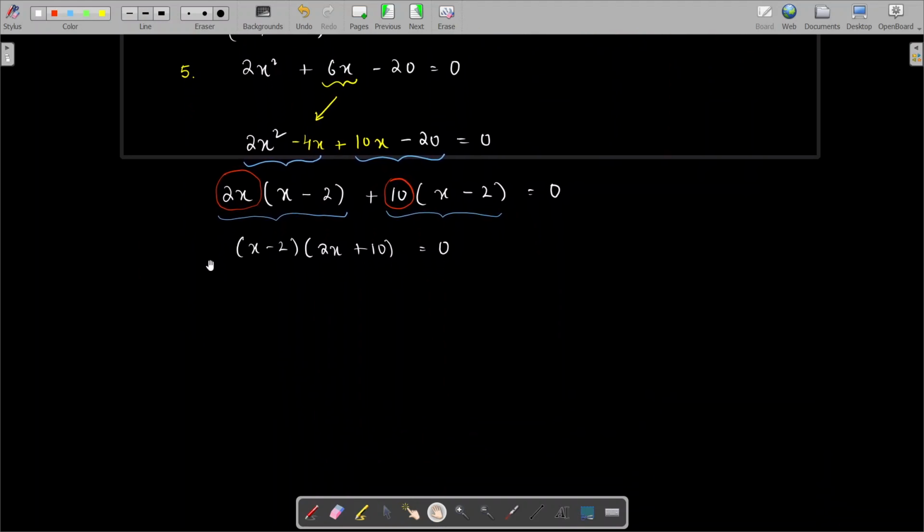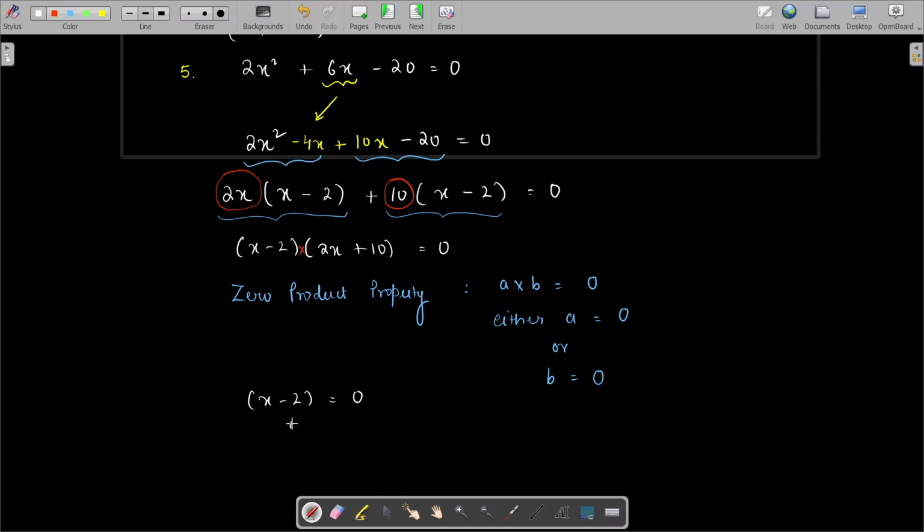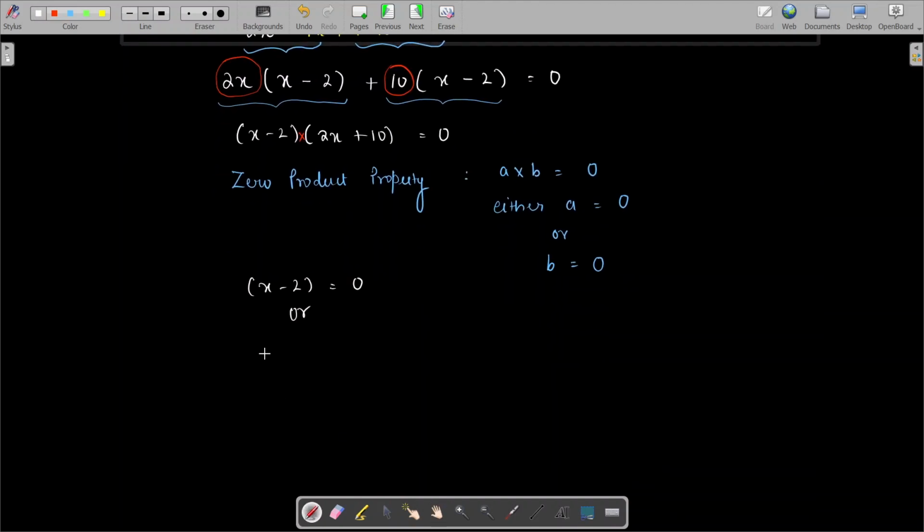Now we will use something called the zero product property. This property says that if the product of two numbers is equal to 0, then either the first number is equal to 0 or the second number is equal to 0. Here we have the exact same situation. We have x minus 2 times 2x plus 10 equals 0. So either x minus 2 has to be equal to 0, or the second factor 2x plus 10 has to be equal to 0.